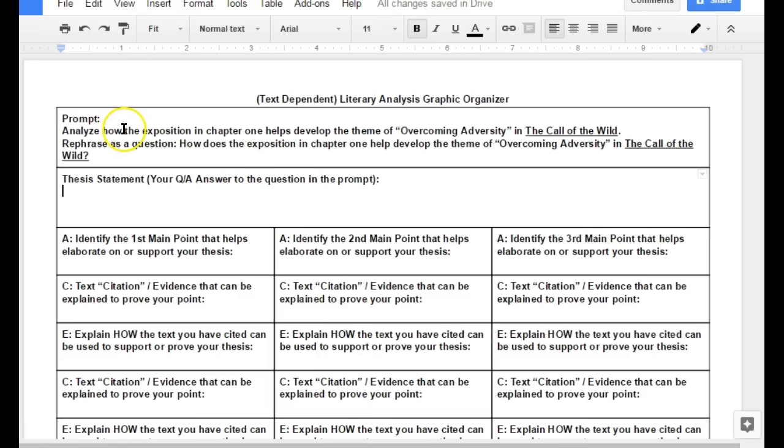And look what I'm going to do again. I'm going to copy, and I'm going to paste. Now, this is really, really redundant. The exposition in Chapter 1 helps develop the theme of overcoming adversity in The Call of the Wild by blah, blah, blah. And while we are going to be formulaic, we don't want to be super, super boring. So I'm going to change this up a little bit.